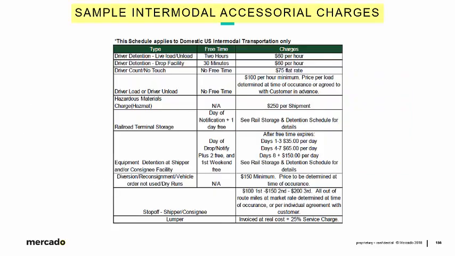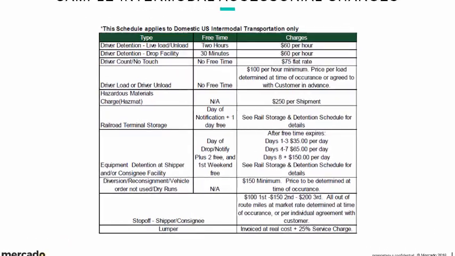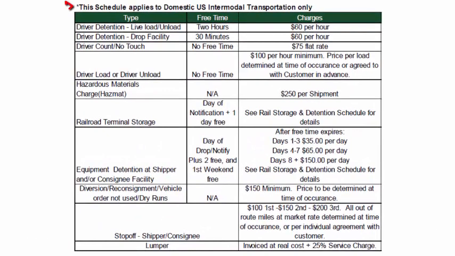Let's have a look at a sample intermodal accessorial charges schedule, an actual excerpt from an agreement reached between a shipper and an IMC. We can start by saying, as we see next to our asterisk, this schedule applies to domestic U.S. intermodal transportation only. That just means it doesn't apply to Canada moves or Mexico moves. Across the top, we can see the type of accessorial, any free time, and the charges. Let's run through it.